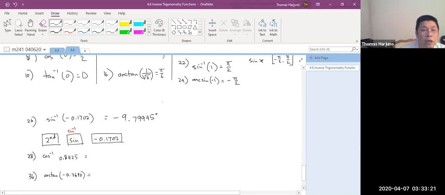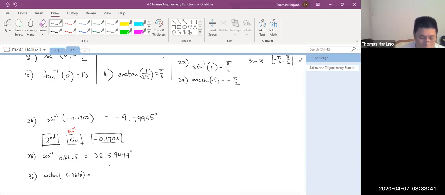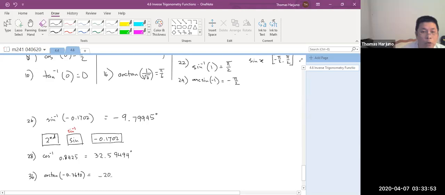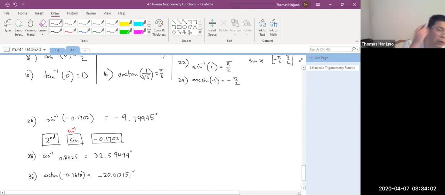Number 28, I get 32.59494 degrees. Yes. Okay, and then arctangent of negative 0.3640, I get that equals negative 20.00151. Yes.